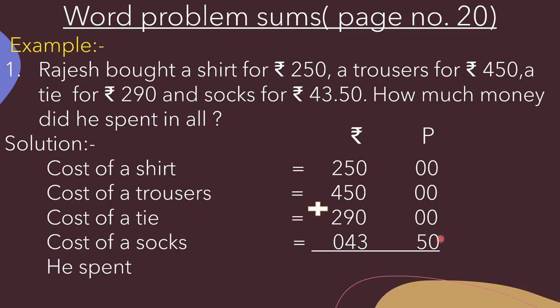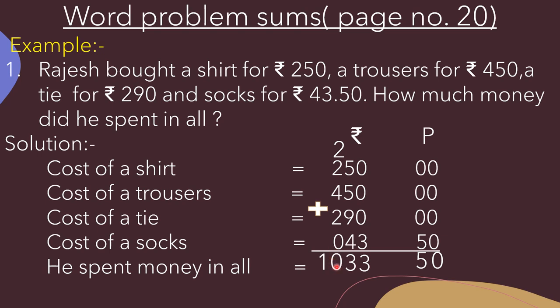So we will start from our right hand side: 0 plus 0 plus 0 plus 0 is equal to 0. Again 0 plus 0 plus 0 plus 5 is equal to 5. 0 plus 0 plus 0 plus 3 is equal to 3. Now 5 plus 5, 10. 10 plus 9, 19. 19 plus 4, 23. So here we will write 3 and 2 will be carryover. Now 2 plus 2, 4. 4 plus 4, 8. 8 plus 2, 10. And 10 plus 0, 10. So here we will write 10.